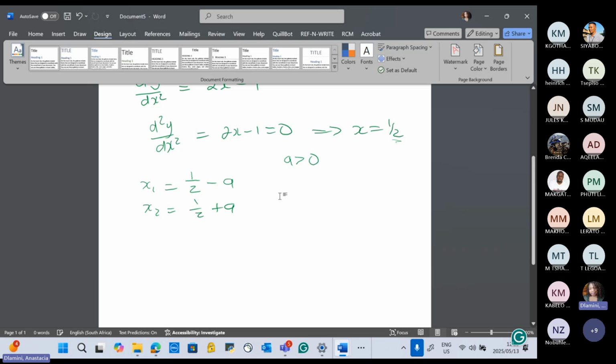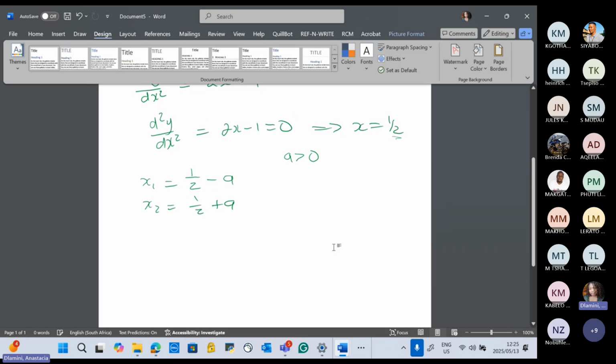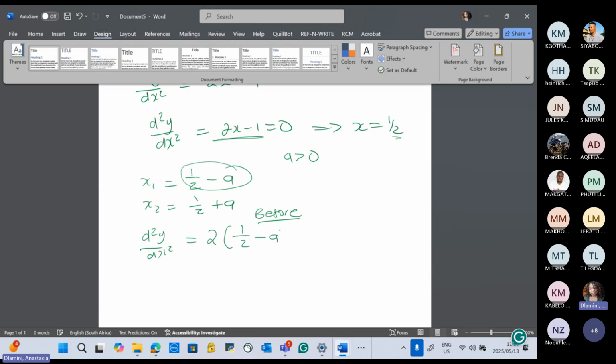And I can't go and calculate to check whether you're right. So you need to always generalize it. What you do is take this new value and substitute it in here. So then we have d squared y over dx squared, which is equal to 2 times the value before, which is 1/2 minus A, minus 1. This equals 1 minus A minus 1, which is equal to minus A.